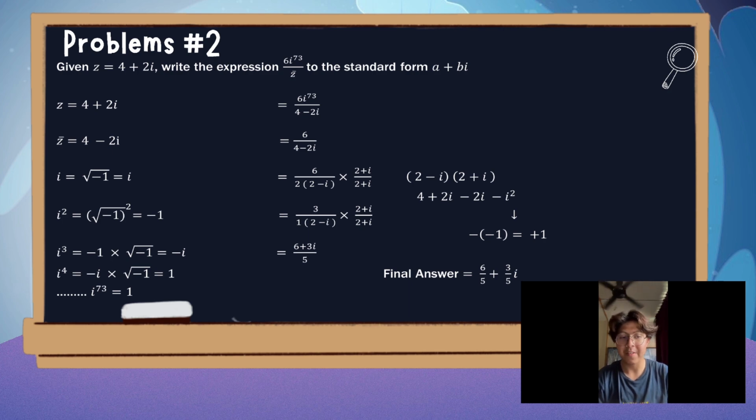To simplify, multiply both the top and bottom by the conjugate of the denominator, which is 4 plus 2i. After expanding, we get 6 plus 3i over 5. Finally, write the answer in standard form as 6/5 plus 3/5 i. That's all from me. Thank you.